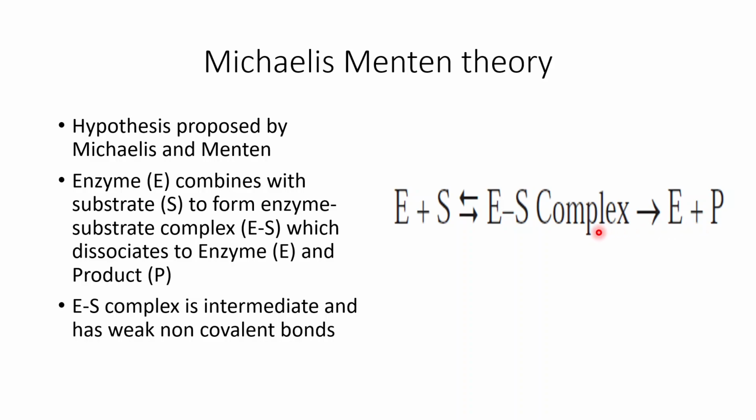This enzyme substrate complex is the intermediate, and it has weak, non-covalent bonds. We always require a weak bond, because if the bond is strong, the time taken to break the enzyme substrate complex will be more. So we require weak bonds so that this enzyme substrate complex can be easily broken into enzyme and product.